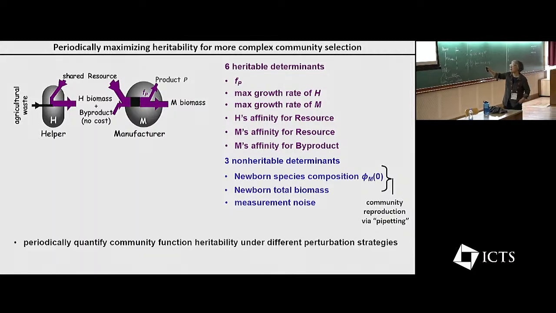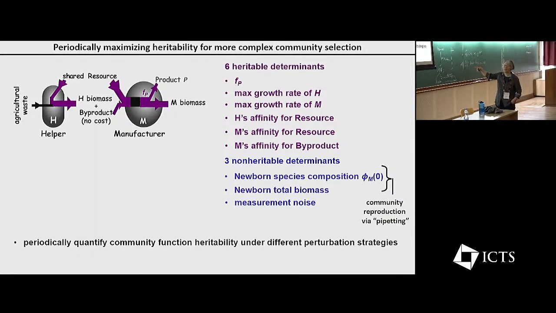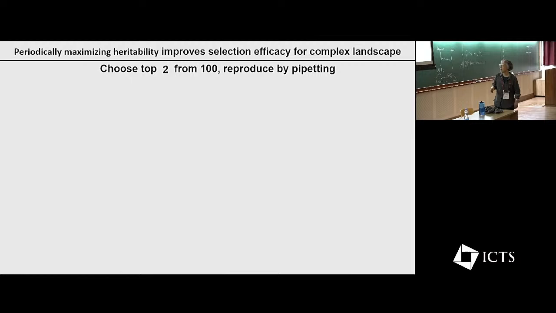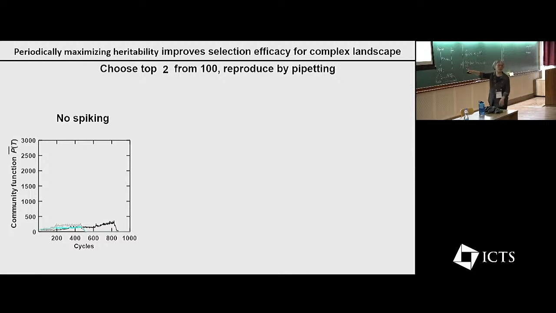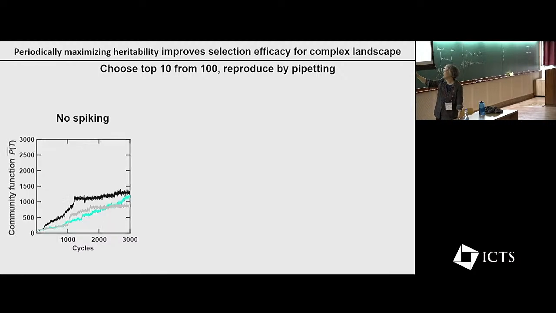In this case, we periodically quantify this heritability after different perturbation strategies, and then implement the perturbation strategy conferring the highest heritability. If we choose top 2, just to remind you, and reproduce by pipetting, we have this. Now going back to that student's question, if I do top 10, I'm going to show you top 10, like that.